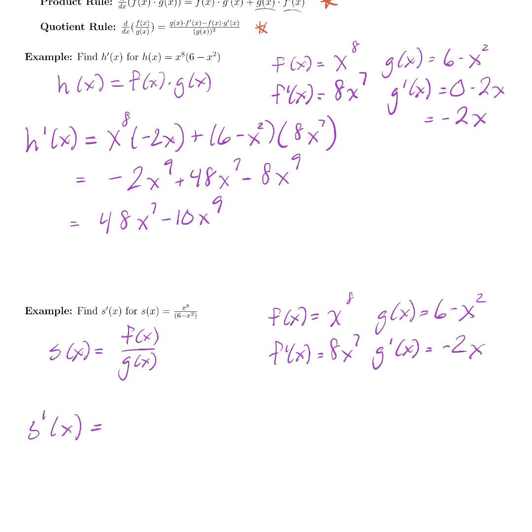If we look up at the quotient rule here, it says write down g of x. So g of x is 6 minus x squared. Multiply that by f prime, which is 8x to the 7th. Subtract f of x, which is x to the 8th, multiplied by g prime, which is negative 2x, all divided by g of x squared. So g of x is 6 minus x squared quantity squared. We may be able to simplify that a little bit, but no need to do the algebra at this point.